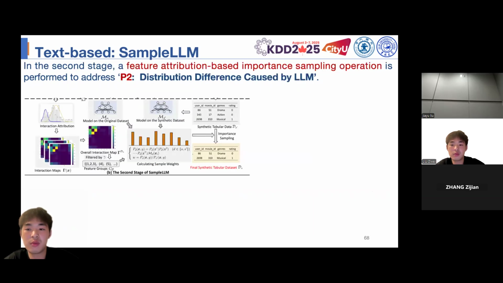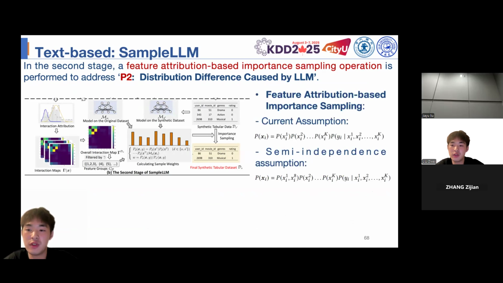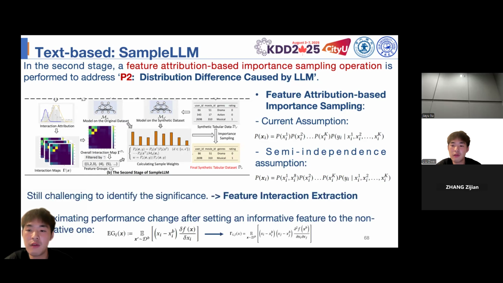And to adjust the P2, SampleLM performs attribute-based importance sampling operations. Since it's challenging to assume that each feature field is independent and impractical, they propose a new semi-independence assumption, which means feature fields containing significant interactions are non-independent, while others, the not that important items, are independent to satisfy the situations. However, it is still challenging to identify the significance of interactions, so they design the feature interaction extraction.